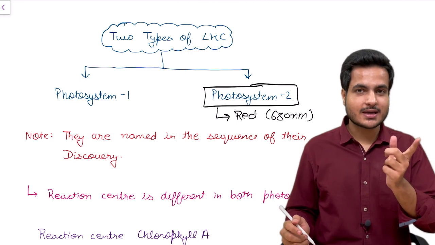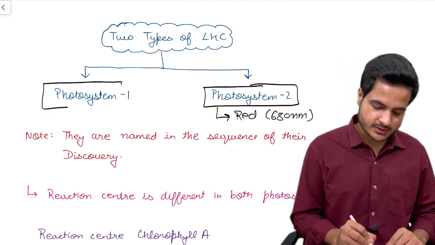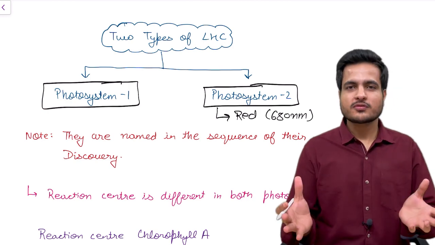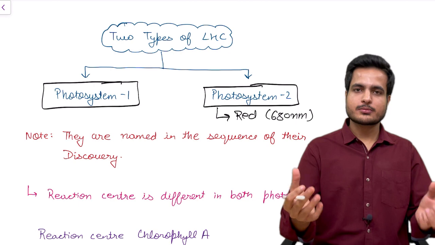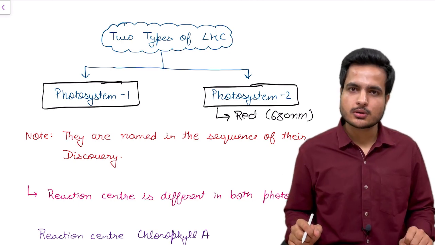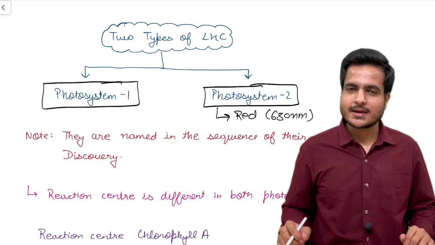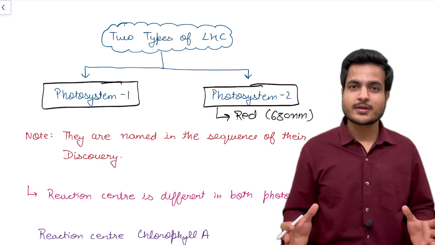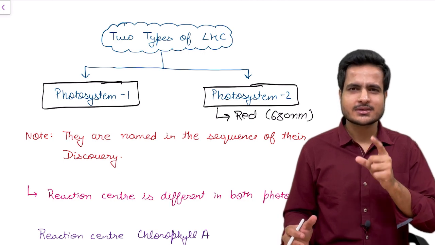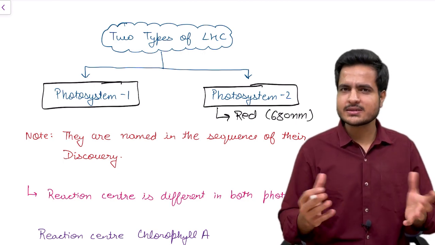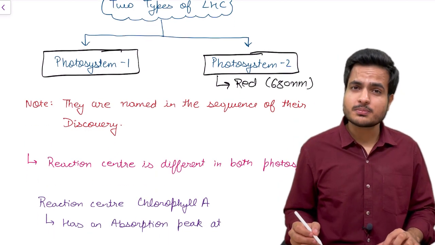We discussed this in our video on pigments. Now let's discuss both of these photosystems. Actually, both of the photosystems are light harvesting complexes whose main job is to absorb light and excite the electron. So what is the difference between photosystem 1 and photosystem 2? The difference between both of them lies in their reaction center. We know that the reaction center has a single molecule of chlorophyll A. Then what is the difference? The difference is actually in their absorption peak.